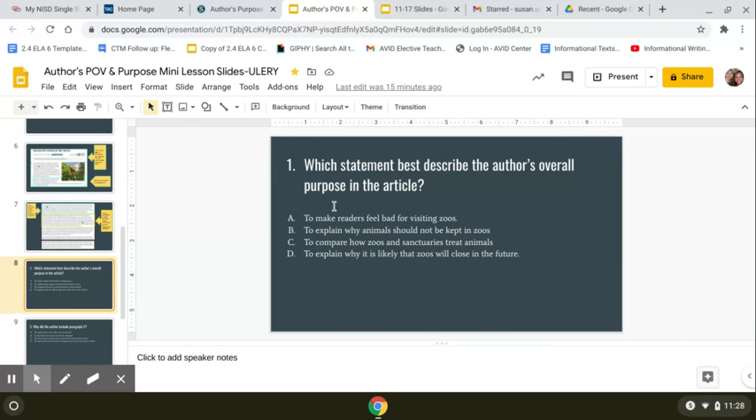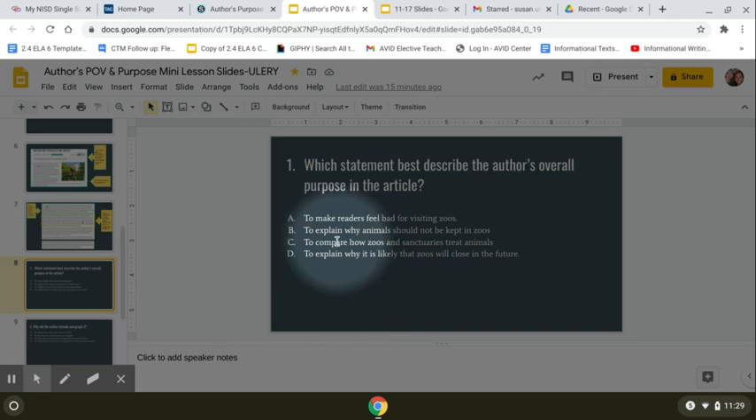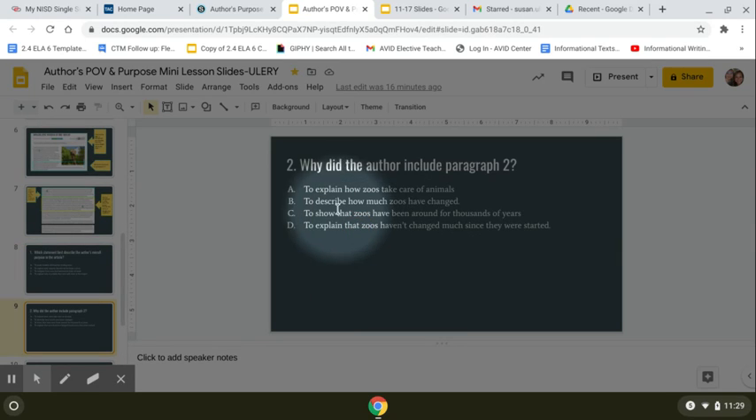Okay, so you're going to have 4 questions. Pay close attention to the wording of the questions. For example, in number 1, which statement best describes the author's overall purpose. Looking at the beginning of the answers also: to make, to explain, to compare. Here's another, to explain. So be sure that you look at the way that the answers begin, because that should also be a clue to you and help you answer the question and pick the correct answer.